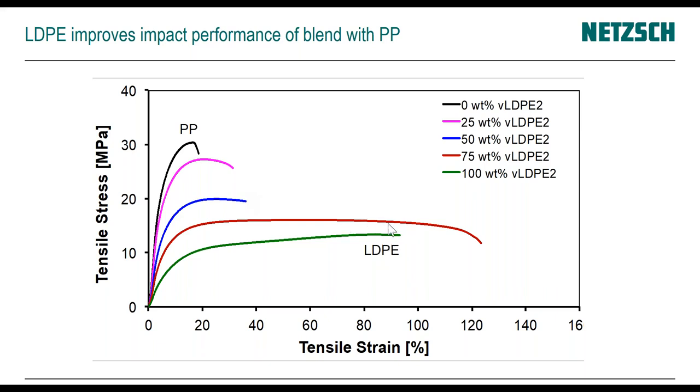The only thing that's slightly different is the blend with the high LDPE content. It seems as if we are not just getting a combination of the two, but even an advantage. This material has a higher strength than the pure LDPE, but it also has a higher ductility. So that could indicate that this blend is particularly interesting for applications where you need slightly higher strength and higher ductility.